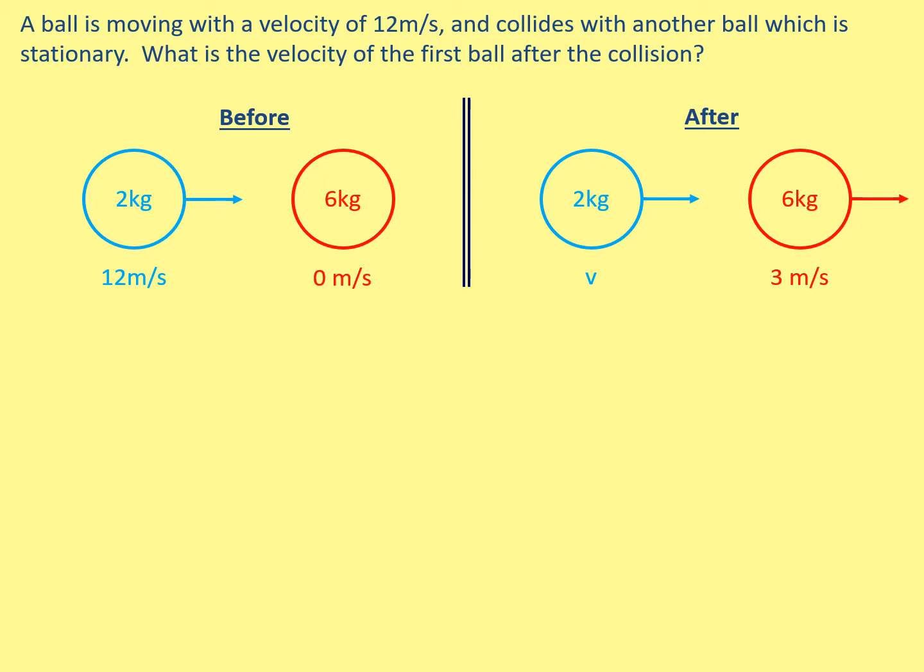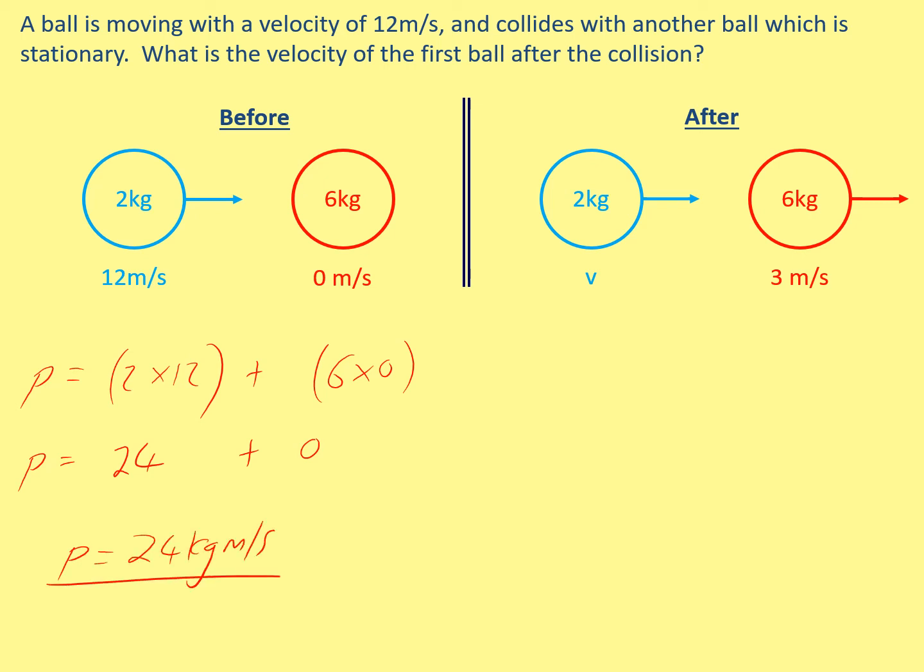We've got the total momentum before, which is going to be 2 times 12 plus 6 times 0. So the total momentum is 2 times 12, which is 24, plus 6 times 0 is 0. So both of them added together is 24 kilogram meters per second. The total momentum of this whole system before the collision is 24.